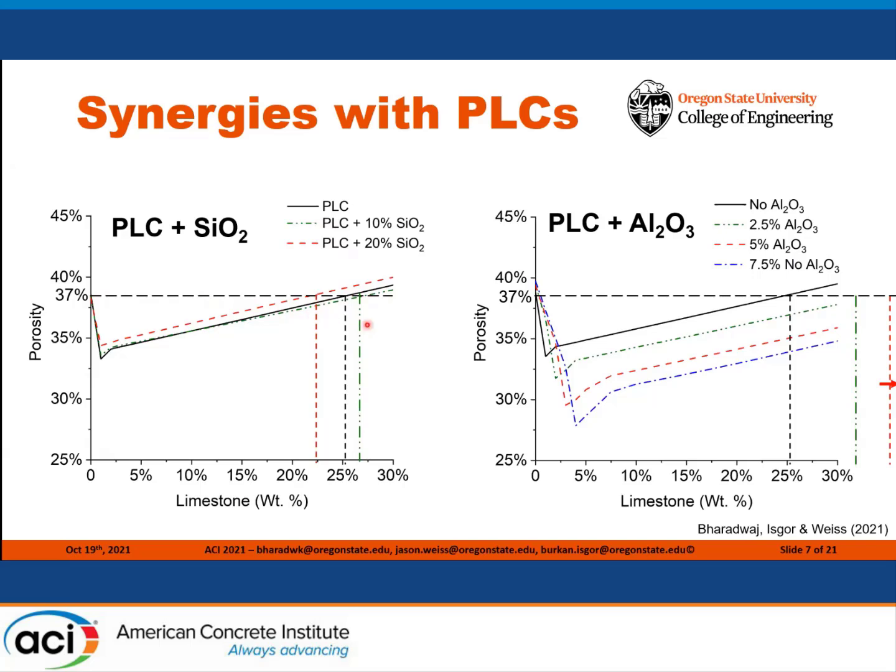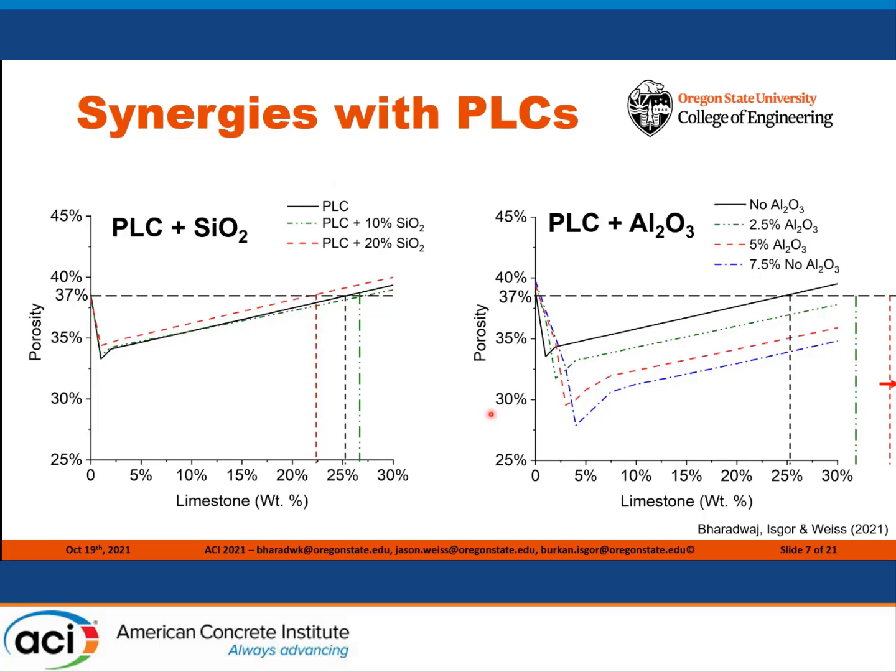For siliceous systems, the presence of silica typically doesn't impact this equivalent porosity limestone content. And this value of limestone that you can add is close to a system without any SCM, about plus or minus 3% limestone content as for a neat PLC system.